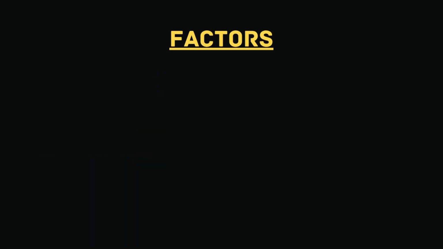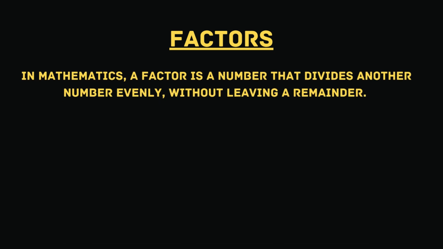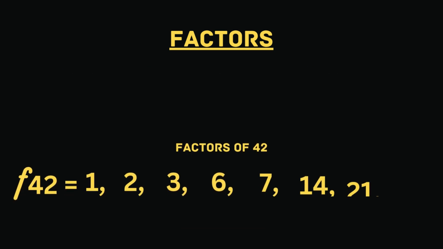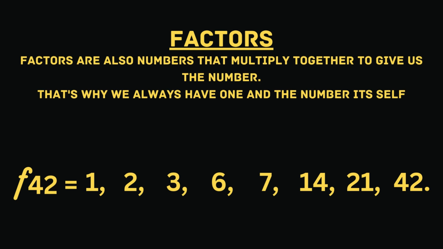Next, let's look at factors. In mathematics, a factor is a number that divides another number evenly without leaving a remainder. So for 42, 1, 2, 3, 6, 7, 14, 21, and 42 can go into 42. The factors of 42 can also be seen as numbers that multiply together to give us that number.